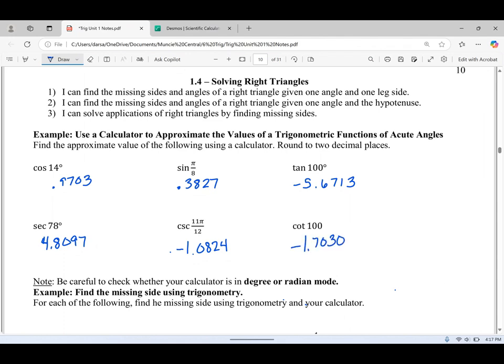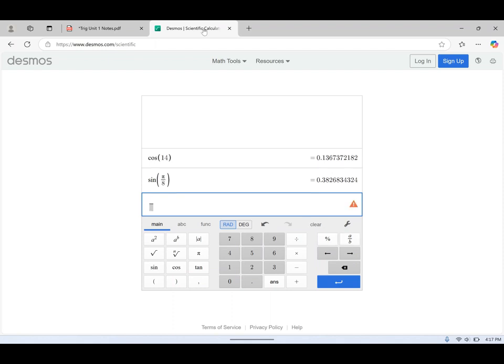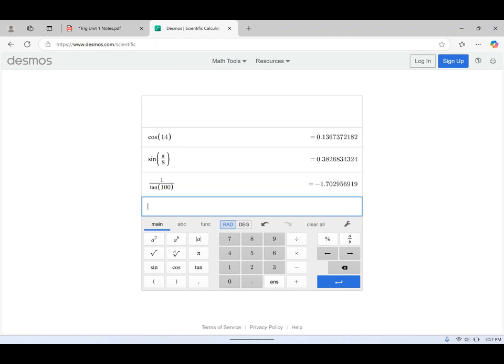Now, to use the Desmos.com scientific calculator is going to be similar. Notice there is no secant, cosecant, or cotangent sitting on this main page. So we're going to do the same thing. We'll start with a fraction. We will put a 1 on the top, and then we will do the tangent of 100 radians. Hit the enter button, and we get that same -1.7030 when rounded properly.